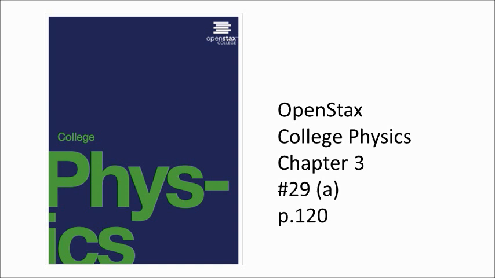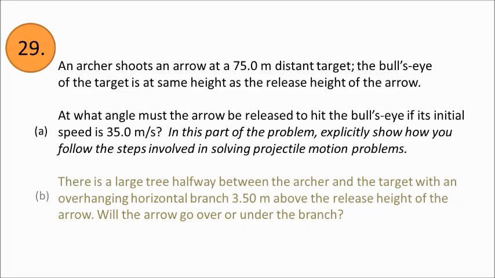Okay, so I'm going to talk about problem number 29 from chapter 3 in the OpenStax College Physics textbook. Problem 29 states that an archer shoots an arrow at a 75-meter distant target, and that the bullseye is at the same height as the release of the arrow. Question A asks, at what angle must the arrow be released to hit the bullseye if its initial speed is 35.0 meters per second?